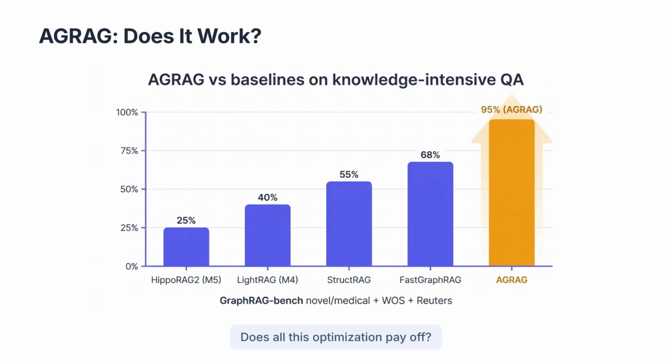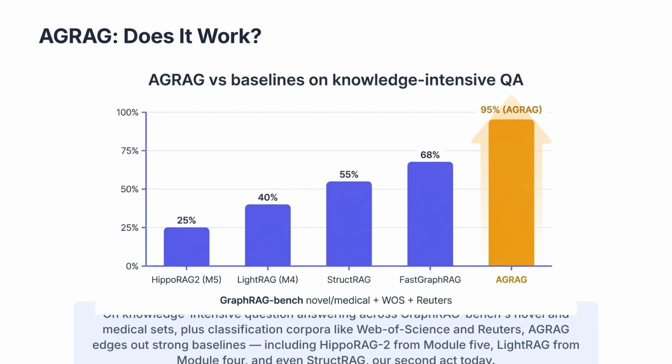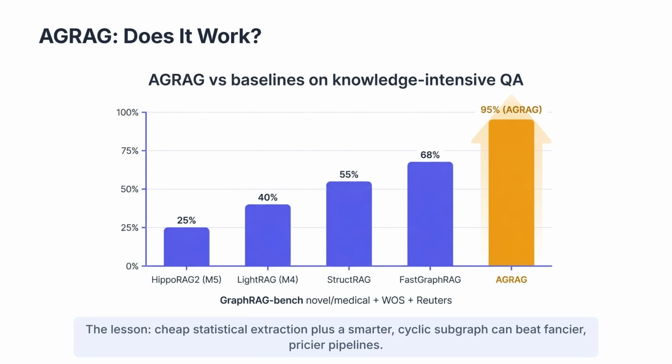Does all this optimization pay off? On knowledge-intensive question answering across GraphRAG-Bench's novel and medical sets, plus classification corpora like Web of Science and Reuters, AGRAG edges out strong baselines, including HippoRAG 2 from Module 5, LightRAG from Module 4, and even StructRAG, our second act today. The lesson: cheap statistical extraction plus a smarter cyclic subgraph can beat fancier, pricier pipelines.